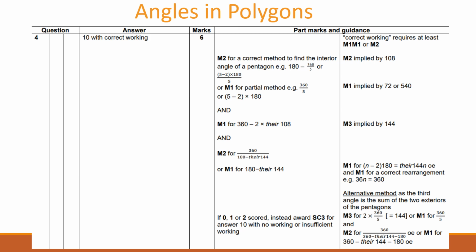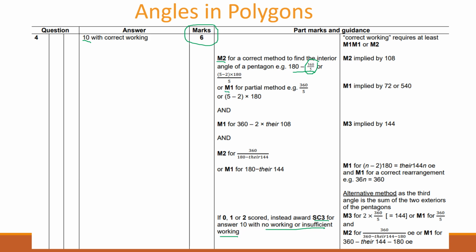Now the mark scheme tells us the answer is 10 and there are 6 marks in this question. Down the bottom in the middle I've got SC3 for the answer of 10 with no working or insufficient working. So basically if you wrote down the answer 10, the maximum number of marks you can get is 3 marks. You have to show your working. Now M2 means 2 method marks for getting 180 minus the 360 divided by 5. So there's 1 method mark for doing the 360 divided by 5. Taking that from 180 gives you the first mark, gives you the 2nd mark.